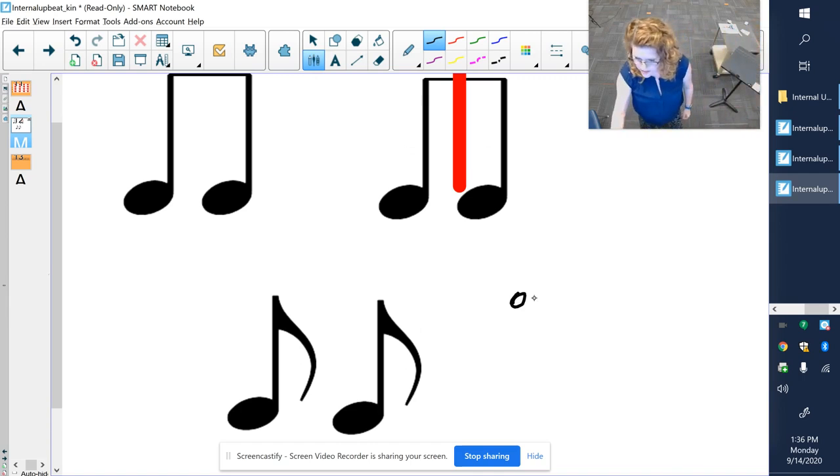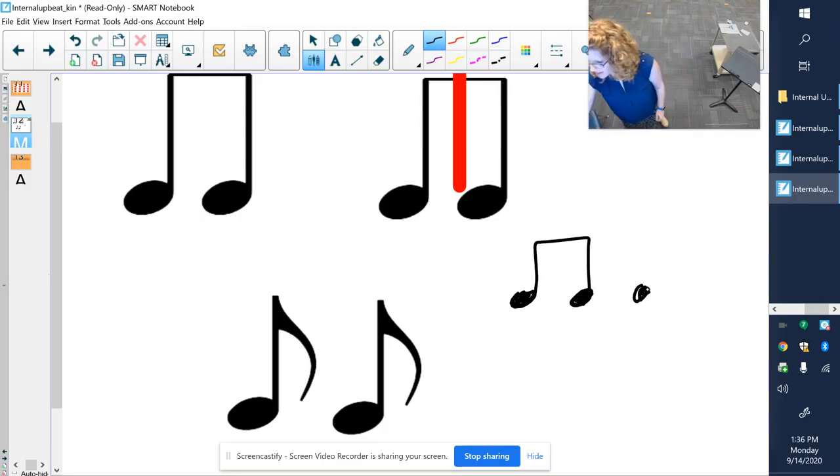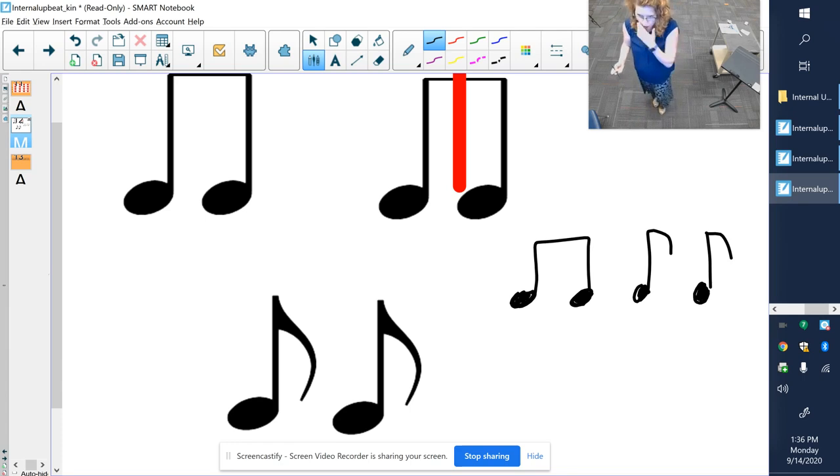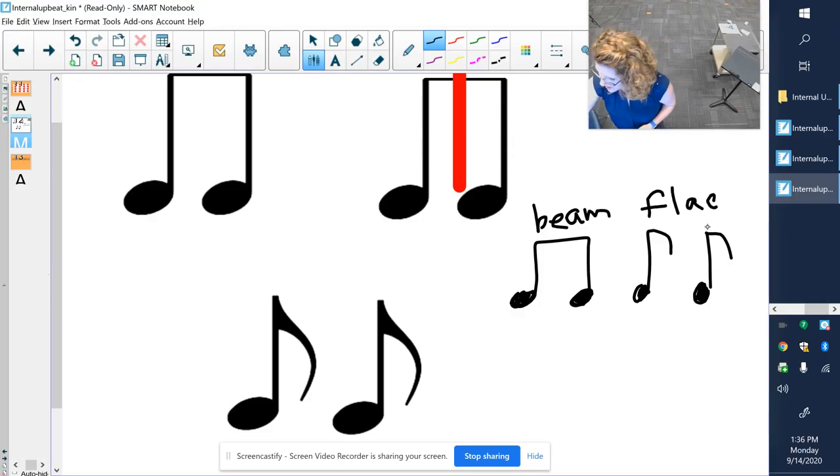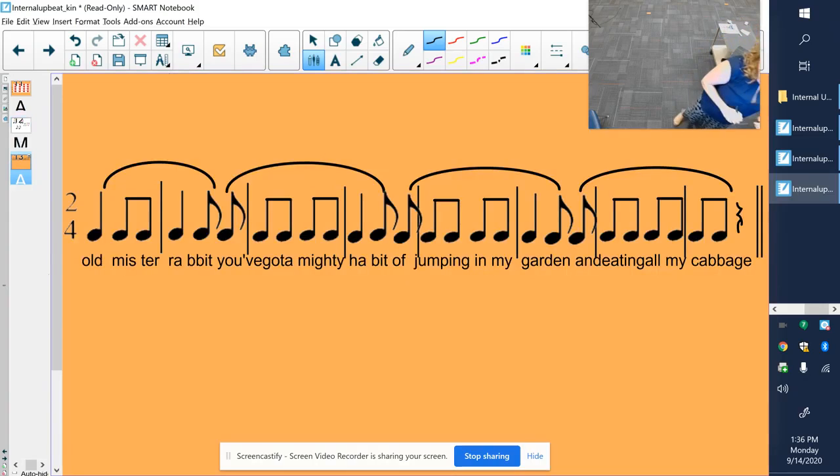So this is toddy. This is also toddy. It's just written as single eighth notes instead of two eighth notes together. So we call this a beam, and these are flags. Easy enough, right? So if I want to write Old Mr. Rabbit using our new notation, all I did was split the toddies that are right here.